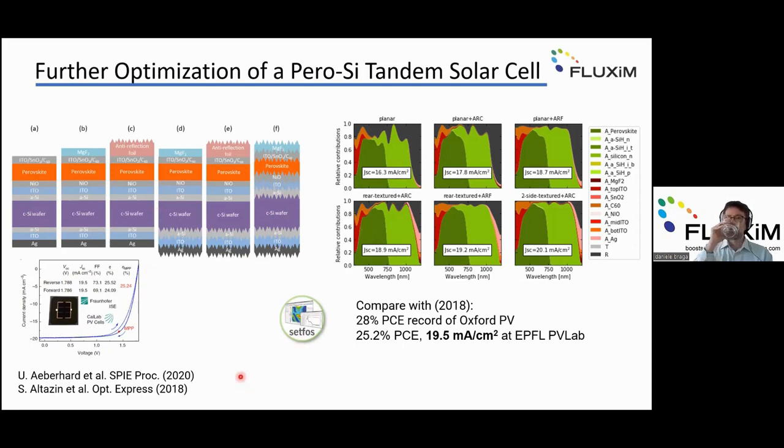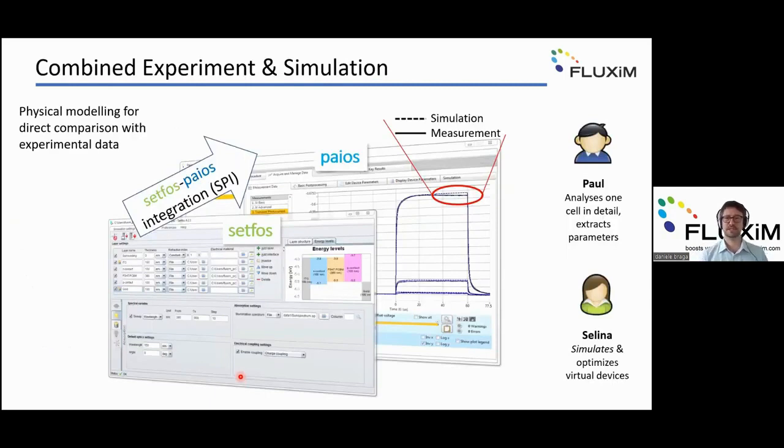So now, Selina did a lot of simulation. Paul did the experiment, and there is a tool from Fluxim called the SetFos-PIOS integration, and another called PIOS-SetFos integration, which allows you to pass experimental curves from the CS, the characterization suite, that is the software performing the experiments, to SetFos, which is the software performing the simulation. There's a full integration between these two software, which allows these two collaborators to work together.